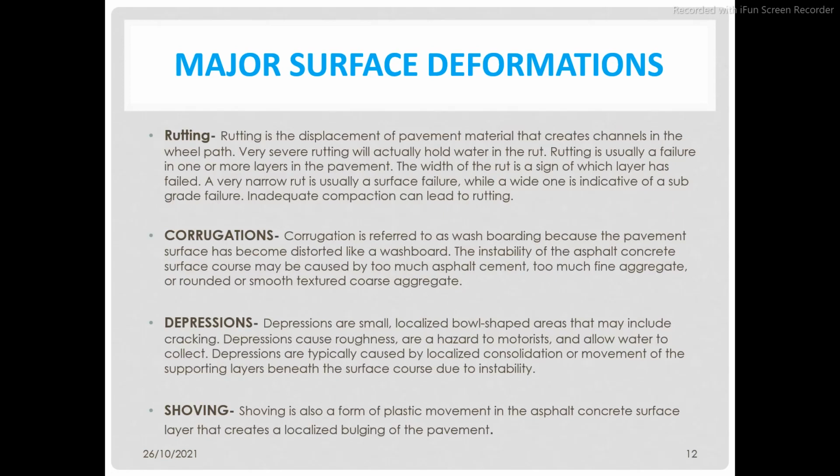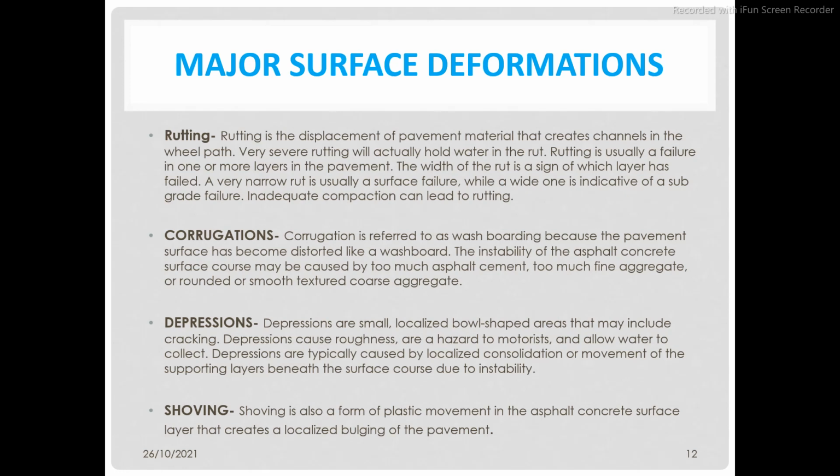Rutting. Rutting is the displacement of pavement material that creates channels in the wheel path. Very severe rutting actually holds water in the rut. Rutting is usually a failure in one or more layers in the pavement. The width of the rut is a sign of which layer has failed. A very narrow rut is usually a surface failure, while a very wide one is an indicator of subgrade failure. The main cause of rutting is inadequate compaction.